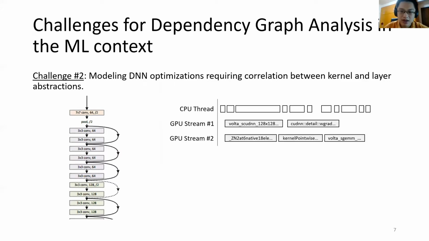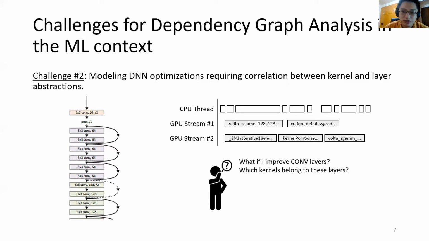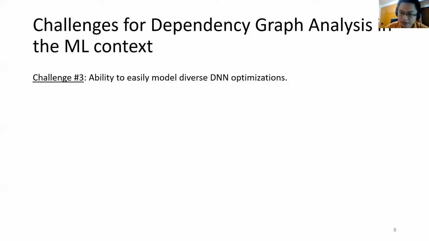However, Daydream's dependency graph is at kernel level. So say a programmer wants to know what if he or she can speed up the convolutional layers by 2x. It's hard to model this because there's no profiler that can tell us which kernels belong to the convolutional layers. Hence, the system should find a way to correlate these two different abstractions.